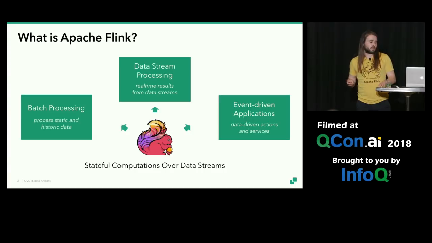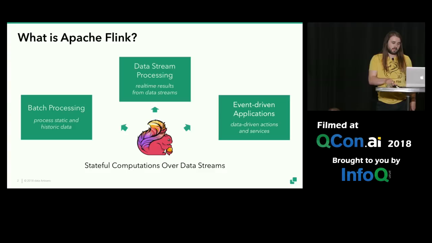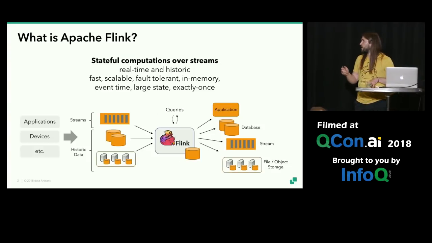And the special case for that is event-driven applications, where you have an application sitting somewhere and you have events coming in. That might be, for example, tweets, or that might be rides happening on Uber, or that might be users using Netflix, and you want to somehow react to these events. This, in a nutshell, is what Flink is.